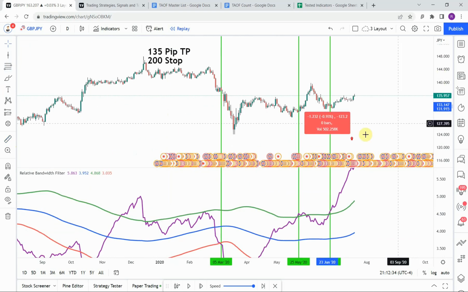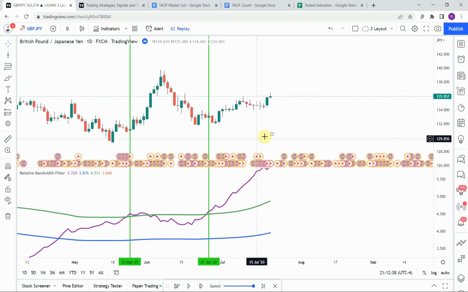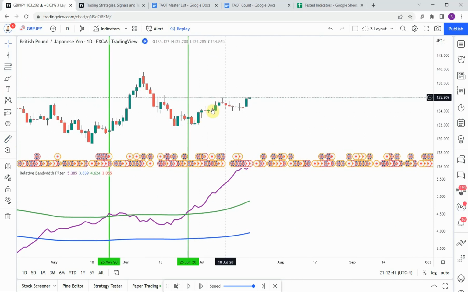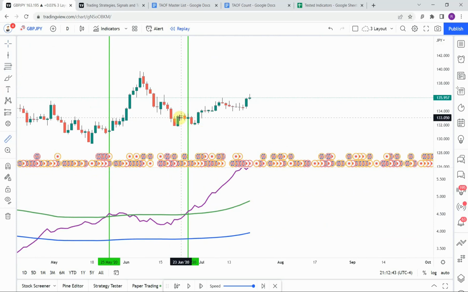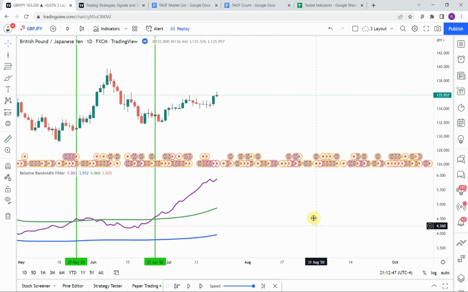Let's see, what's our stop at? 200. All right, so it stays within our stop, and then it makes a nice recovery, starts to push its way back up, and that does push up enough to get us to our take profit. Let's go ahead and continue on.